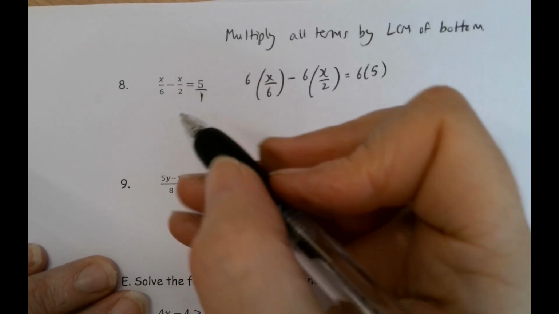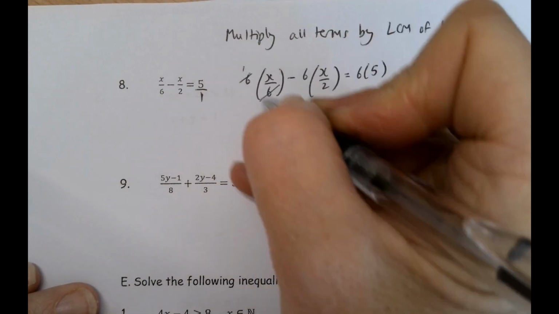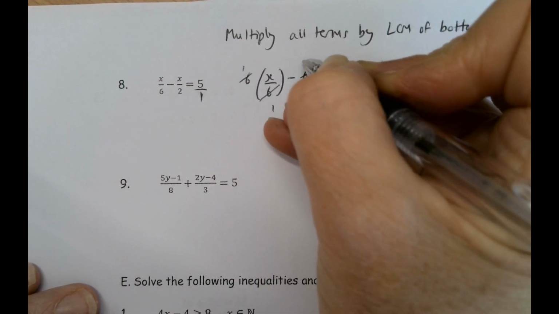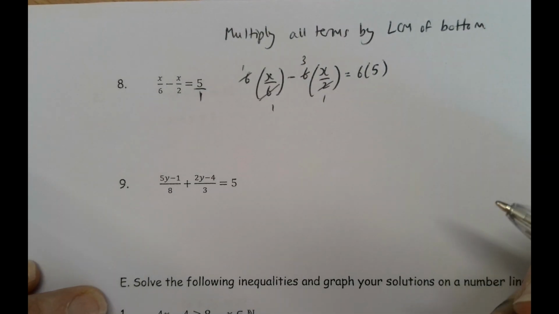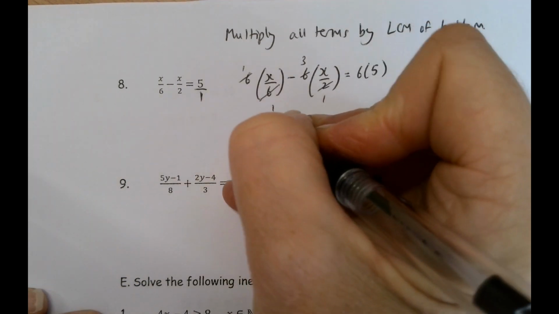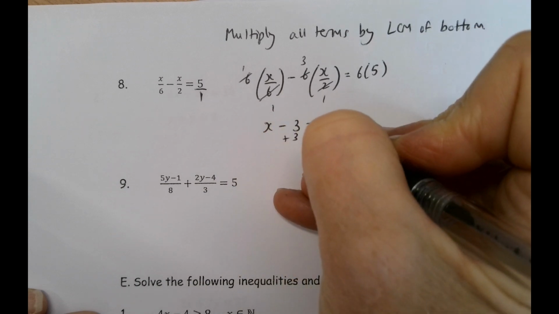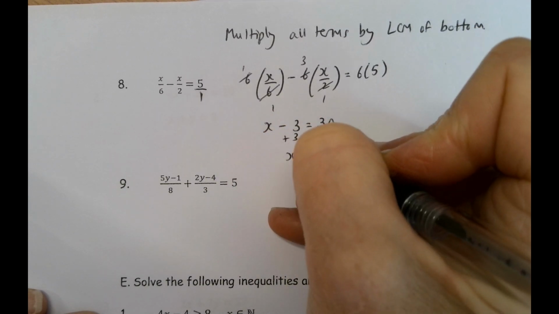Why did I choose 6? I chose 6 because I know that this will happen. 6 cancels with 6. 2 cancels with 6. 6 is the smallest number that 6 and 2 both go into. And what I end up with is x minus 3 is equal to 30. Add 3, x is equal to 33.